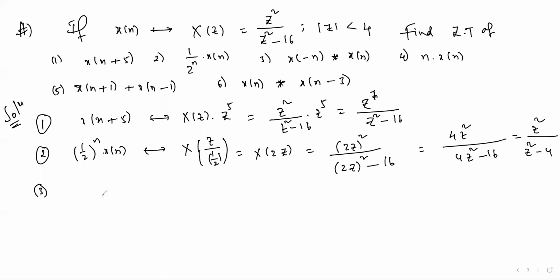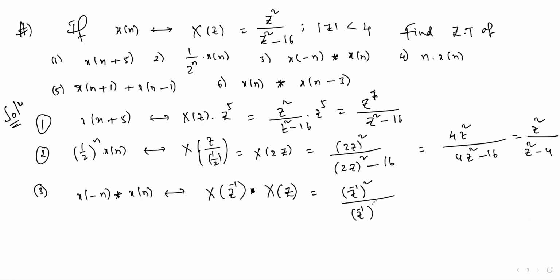Third one. X of minus n convolution with x of plus n. Time reversal property. X of minus n is x of z inverse. Convolution becomes ordinary multiplication. And x of n, z transform, it is again x of z. So you can substitute according to the x of z. Z inverse whole square divided by z inverse whole square minus 16 multiplied by z square divided by z square minus 16.